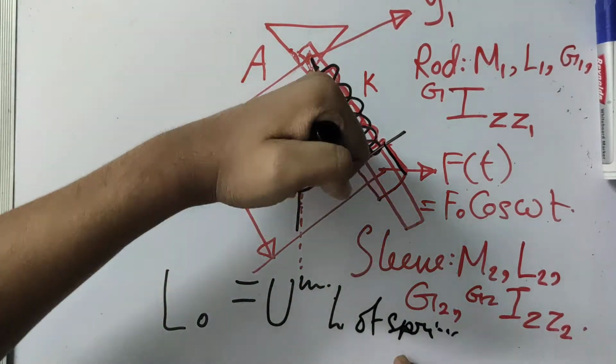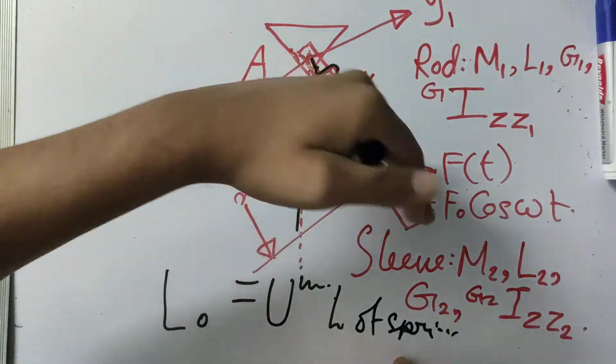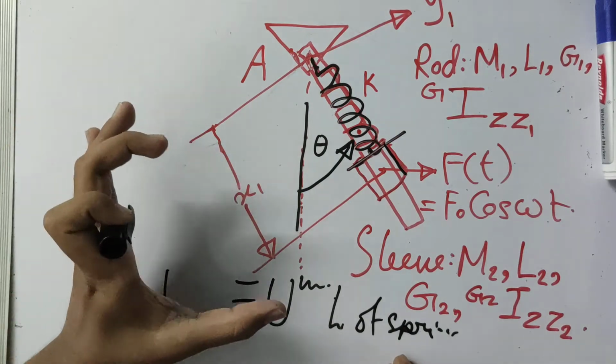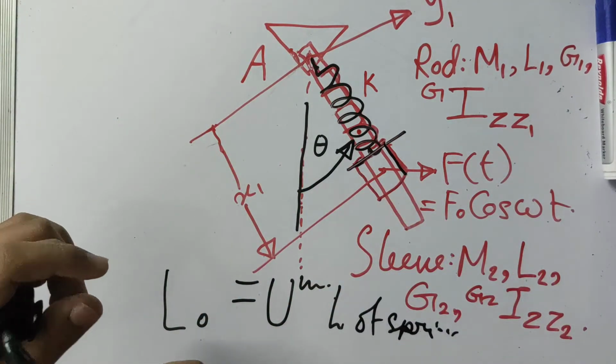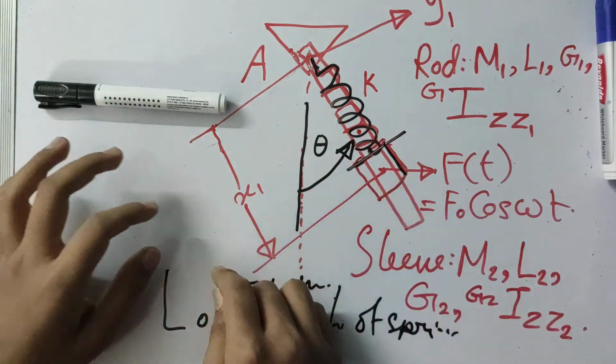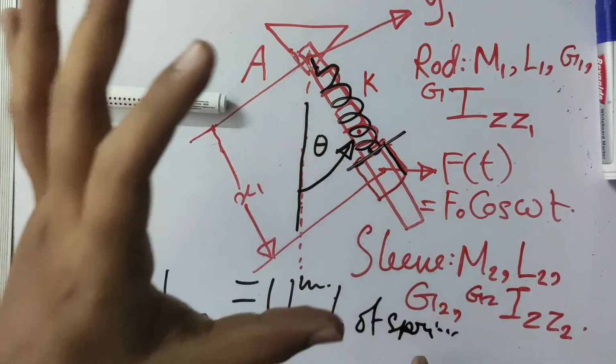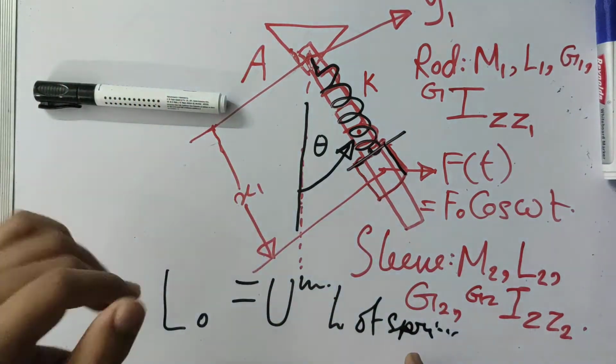Independent, yes. If you freeze theta, the block can still oscillate. If you fix y1, the thing can still move. And if you fix x1, the thing can still move. There will still be some motion. So that makes it independent as well. So our coordinates along x1 and theta are generalized coordinates.